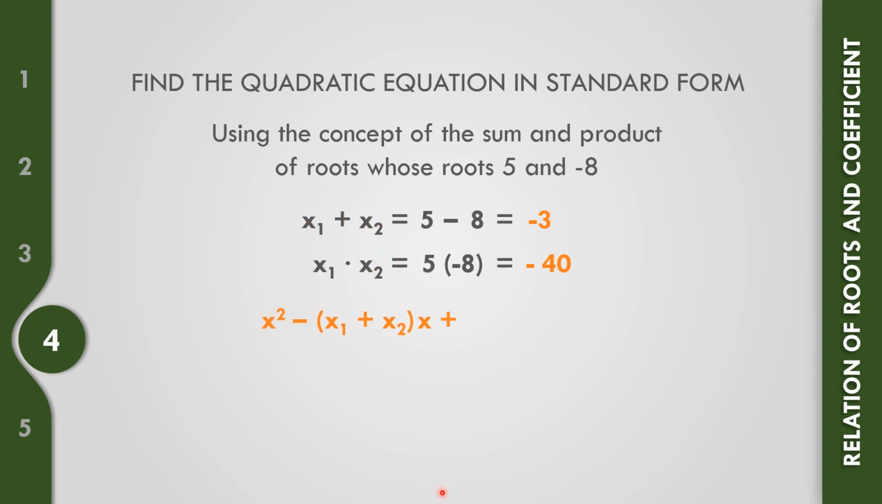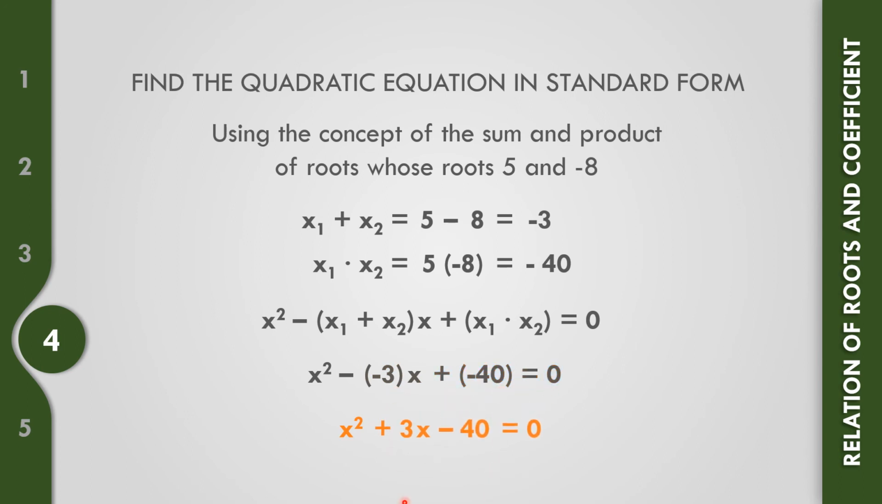So let us replace that in the formula to get the quadratic equation. So x squared minus the sum of the roots times x plus the product of the roots equals 0. So bring down x squared minus the sum of the roots, that is negative 3, copy x, plus the product of the roots, that is negative 40, equals 0. So bring down x squared. Negative times negative is positive 3x. Positive times negative is negative 40 equals 0. So the quadratic equation in standard form is x squared plus 3x minus 40 equals 0.